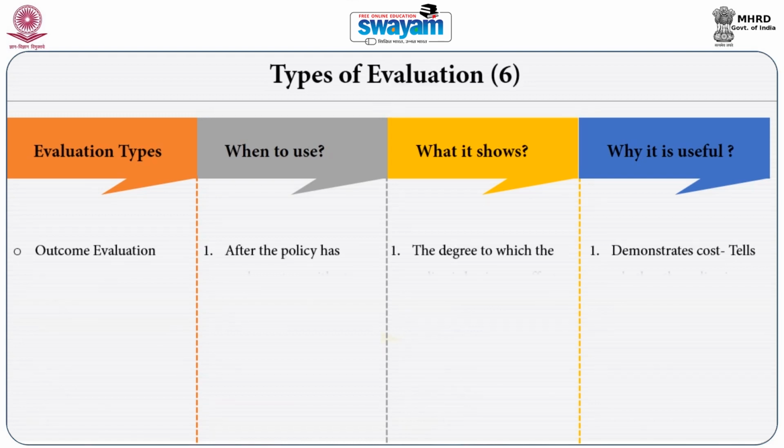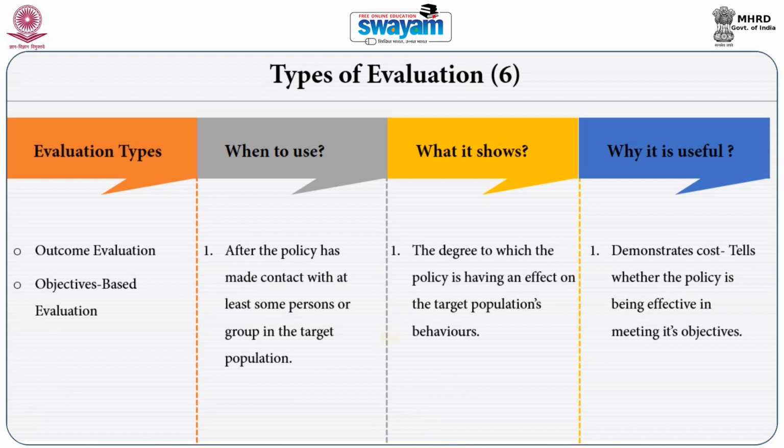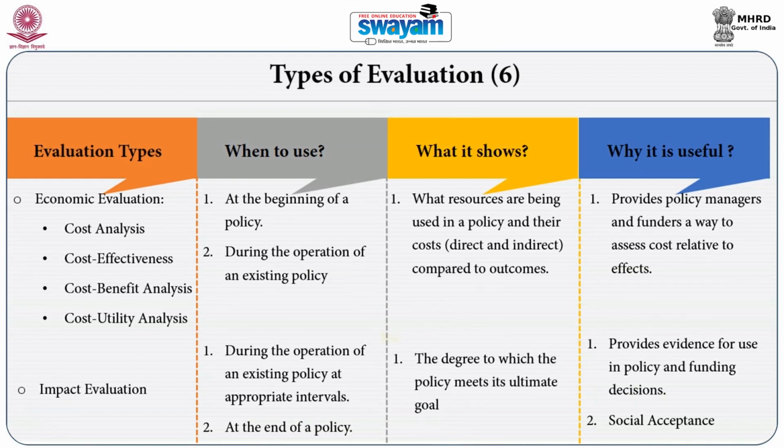And the next is outcome evaluation and object-based evaluation, which we have already discussed. This is clearly put in a tabular form where you can understand when to use it, what it shows and why it is useful. In this particular table, we have economic evaluation and impact evaluation. When to use, what it shows and why it is useful are clearly laid out in the table.